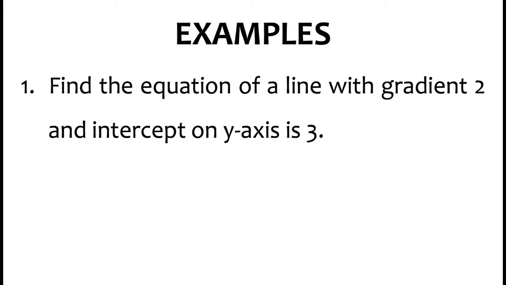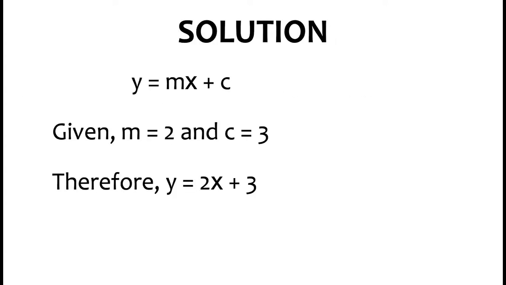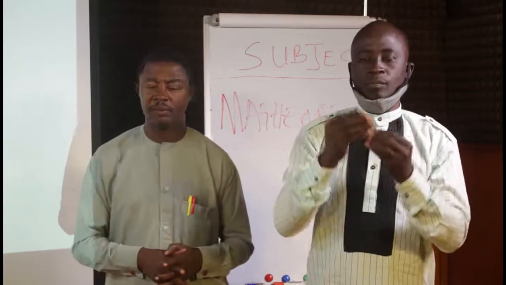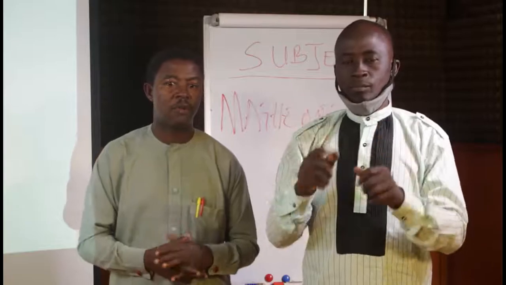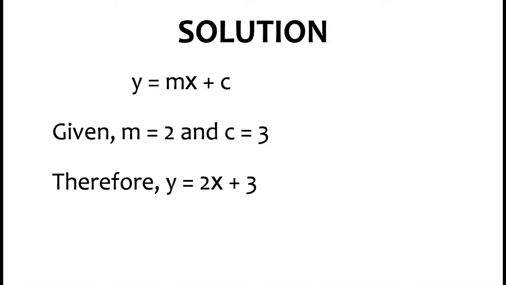Example 1. Find the equation of a line with gradient 2 and intercept on the y-axis 3. Solution. From the given information, we state the formula in gradient intercept form. The equation of a line is given by y = mx + c.